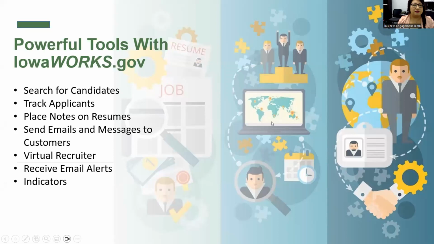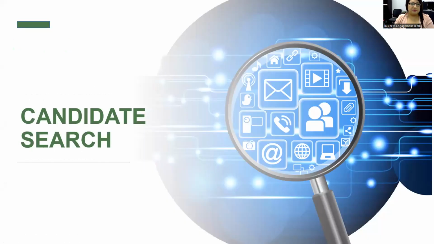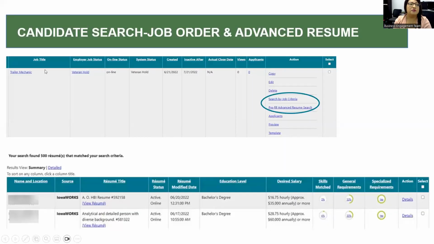Now we're going to go over different powerful tools that IowaWORKS has. So one of them is searching candidates. Nikki was showing you, once you create a job order, how you can copy that job order. Well, in this same section, you can also search for individuals. So let's say this is a teacher position, and we want to go ahead and start looking for some resumes.